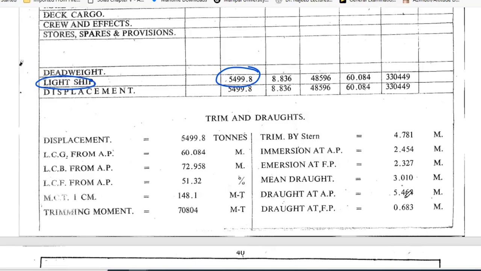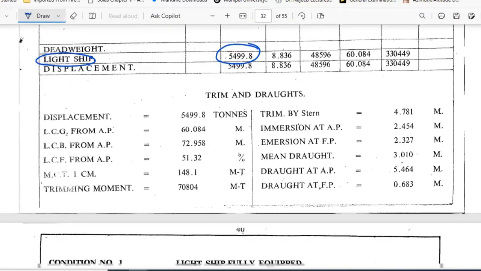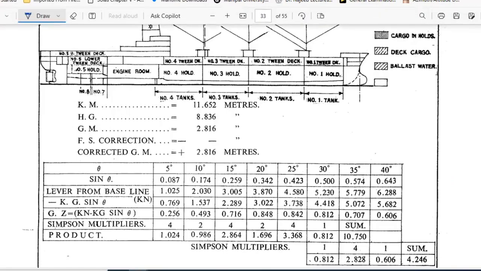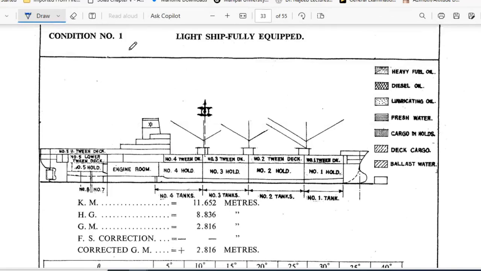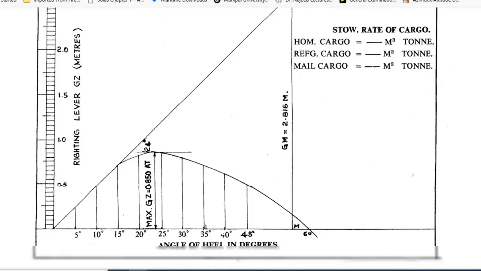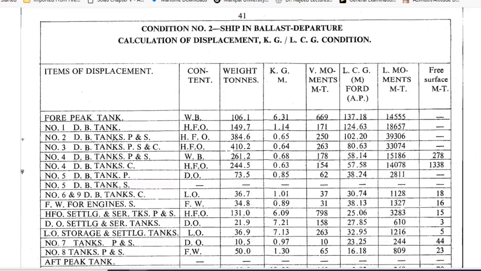Draft mean and draft aft perpendicular, 5.4. Forward perpendicular is 2.3. That will take at light ship draft. Then this condition continues on the next page. That is also condition number 1. It tells you this is your KM, this is your GM. This is your plan. And there is something more also about intact stability. At the moment we can skip.